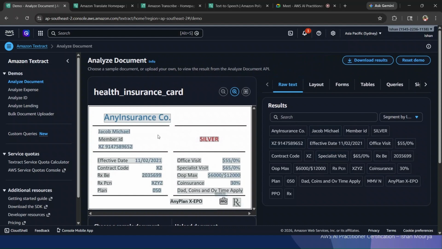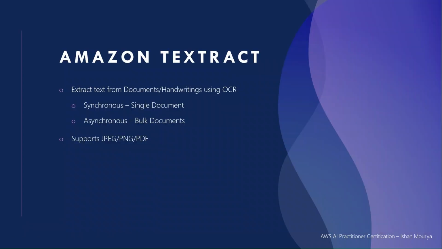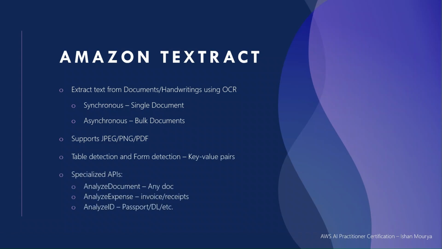These things we have used for a long time, right? Like extracting text from images. So that's the thing it does. Now the functionalities of it: it can detect tables and forms. Okay, so we'll see through it. And then it has some specialized APIs, like for analyzing a document, any kind of document, or for a specific kind of document like expense, we have a specific API. Similarly, for ID, we have an analyze ID API.